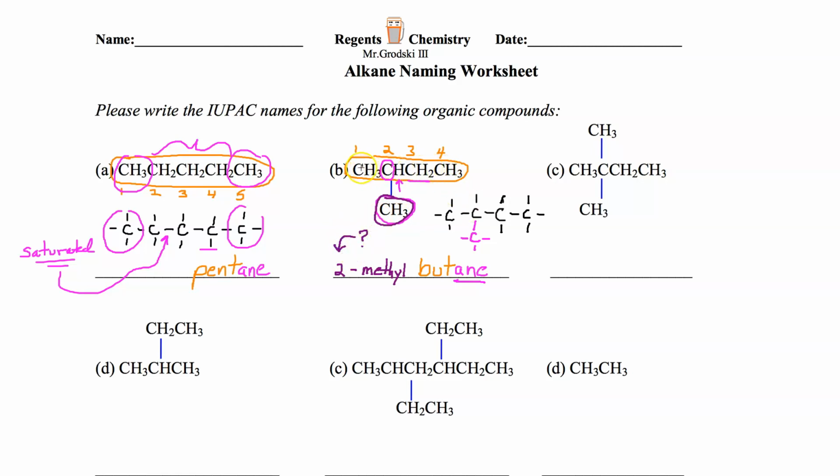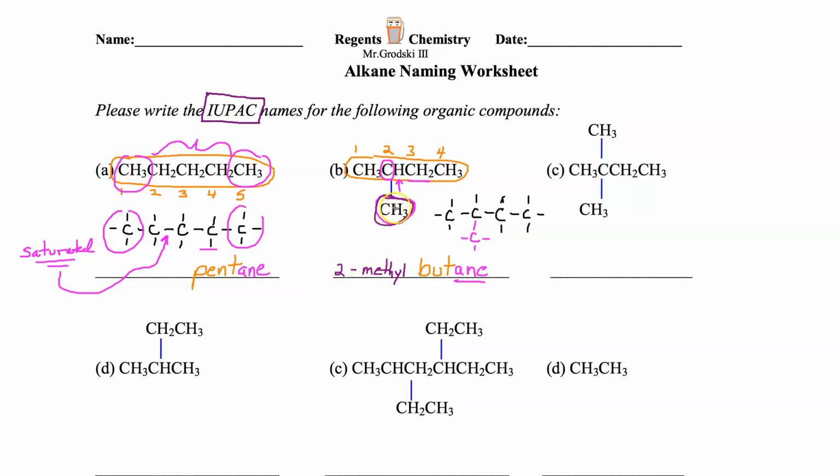Now, remember, when we number the longest continuous chain, we number it in a way so that the attaching groups, the substituents, have the lowest number possible. And you may say, well, why do we do that? We do that because that's part of the convention of the IUPAC naming system. They decided that if you're going to name an attaching group, we should put it on the smallest number. Could they have decided to make it the largest number? Yes, but they didn't, so we have to follow that convention. So if you have choices, you always put the attaching group on the lowest number. If you were to put 3-methylbutane, this would be wrong.